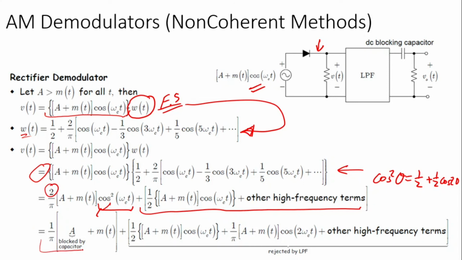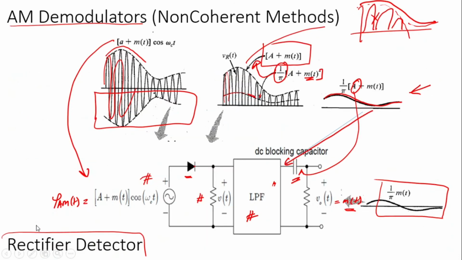So eventually we have this term which is around the message signal, and we have a DC offset, and these are all other terms operating at different frequencies, so we are not interested in these. So these high frequencies are basically rejected by the low pass filter, and eventually we have 1 by pi a plus m of t. So this is the reason we had this 1 by pi represented over here.